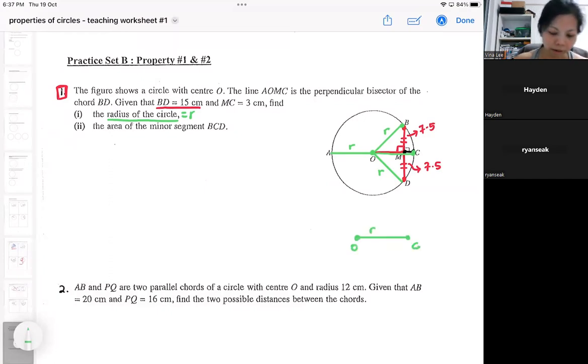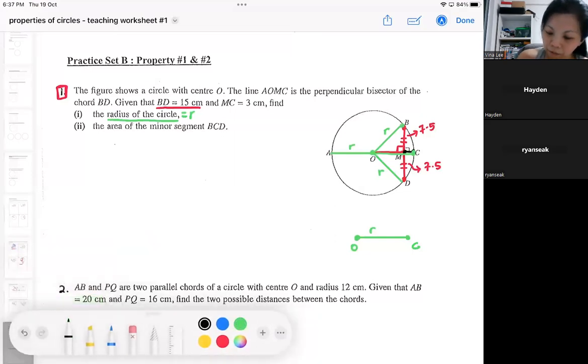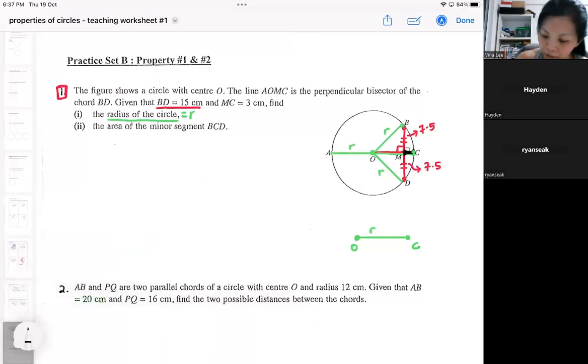But then, there's a tiny part that is even out of OC. There is a little part MC here. So MC is given to be 3 centimeter. So from here, we can think about what is OM. The whole of OC is actually a radius, but there's a tiny part MC, which is part of the radius. So from here, we get R minus 3 for this part.